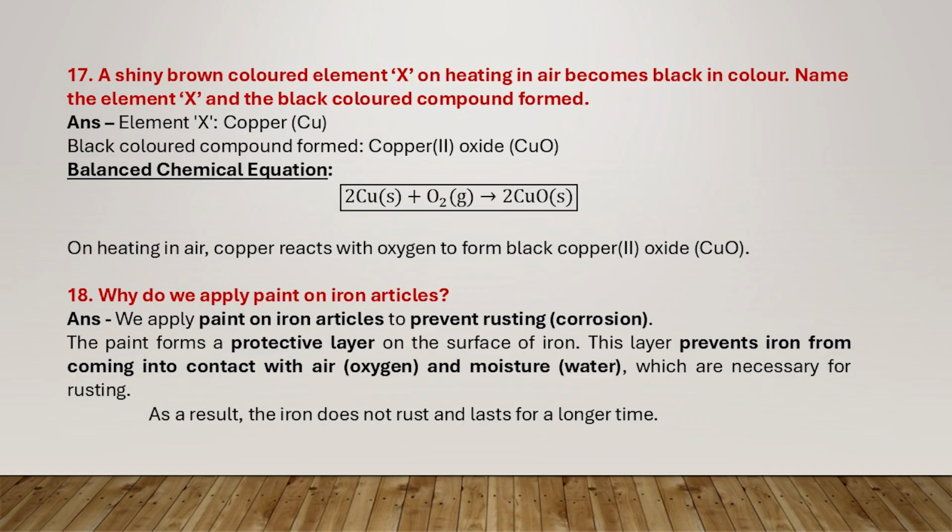18. Why do we apply paint on iron articles? Answer. We apply paint on iron articles to prevent rusting, corrosion. The paint forms a protective layer on the surface of iron. This layer prevents iron from coming into contact with air, oxygen, and moisture, water, which are necessary for rusting. As a result, the iron does not rust and lasts for a longer time.